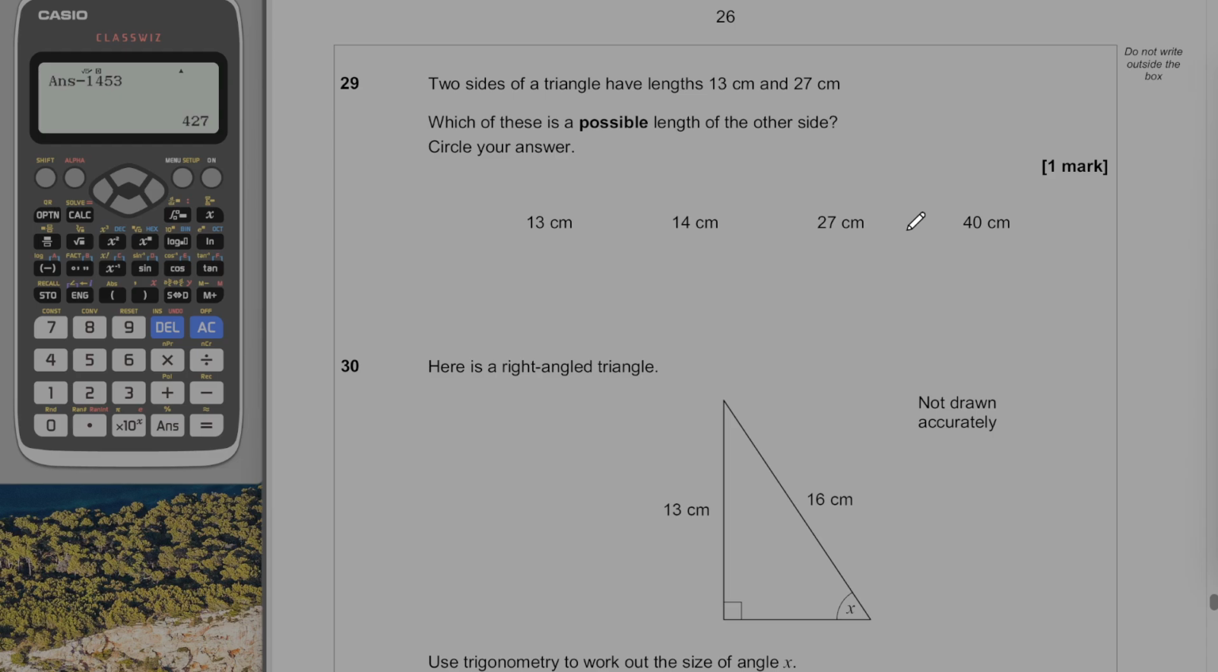Okay, question 29. Two sides of a triangle have a length of 13 and 27. Which of these is a possible length of the other side? Circle your answer. Right, so first of all, if we assume that 27 is the longest side, then 27 minus 13 is equal to 14. So our final value has to be greater than 14.